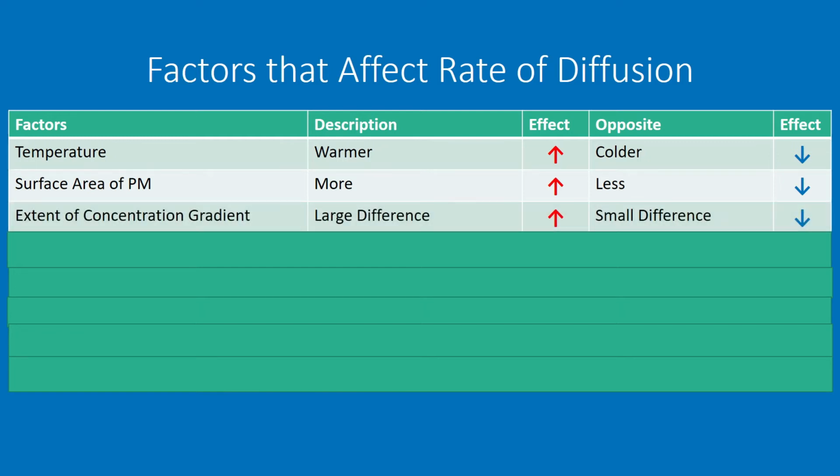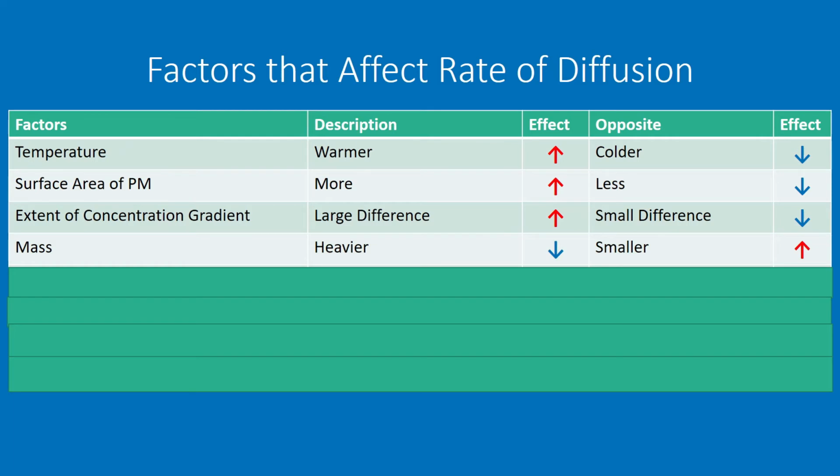If there is a greater difference in concentration gradient, there will be a higher rate of diffusion. The closer the concentration gradient gets to equilibrium, the slower the level of diffusion becomes. As I mentioned earlier, the size of a molecule, if it's heavier or larger, it's going to take longer to diffuse, but if it's smaller or lighter, it's going to diffuse much quicker.